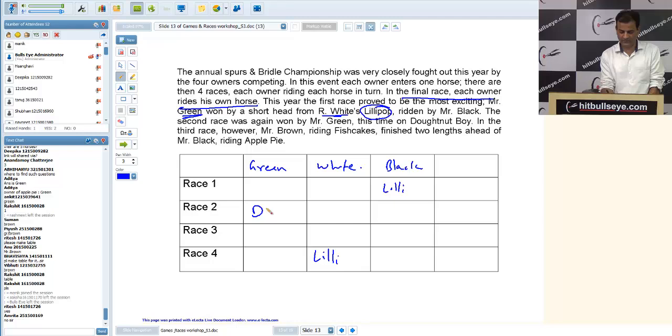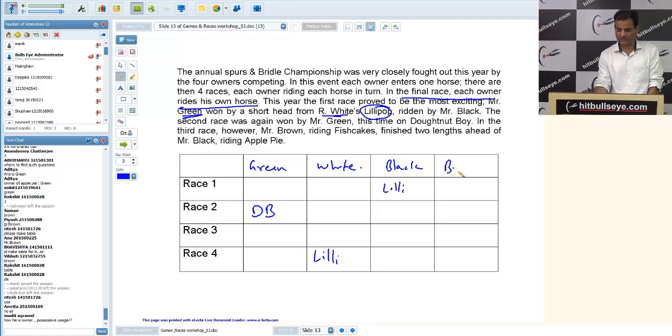I am writing code word DB. Mr. Green is riding DB in the second race. In the third race, however, Mr. Brown is riding Fish Cake. Third race, race 3, Mr. Brown is riding Fish Cake.